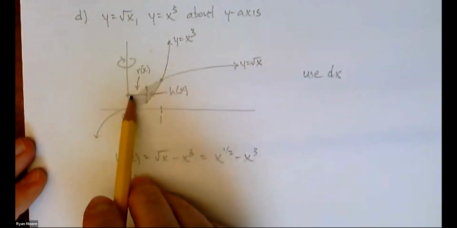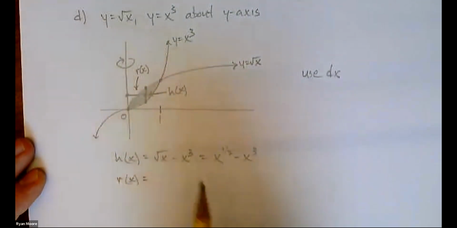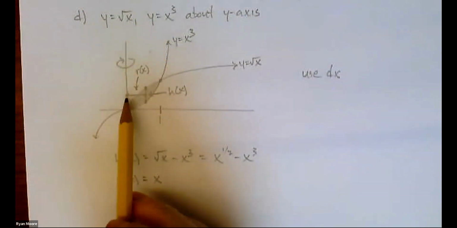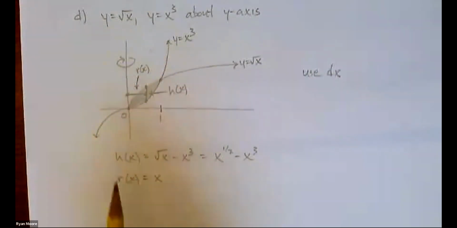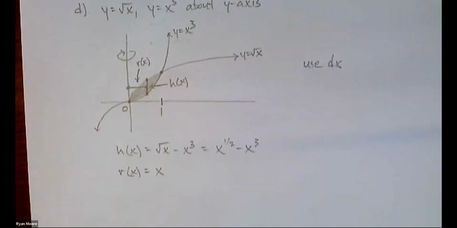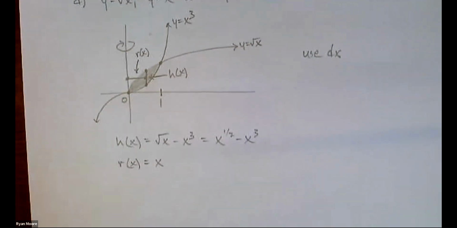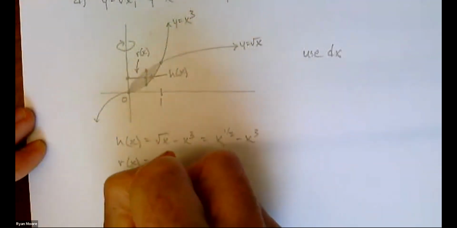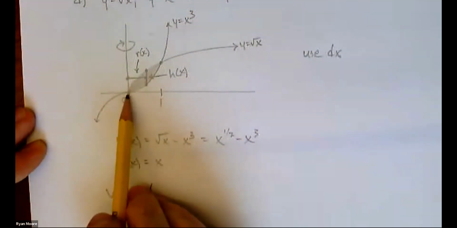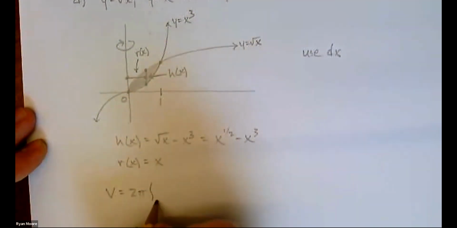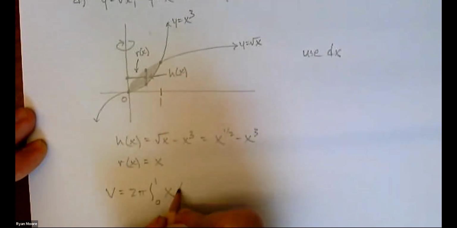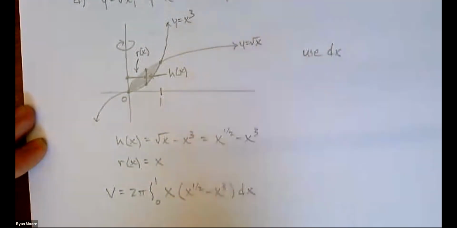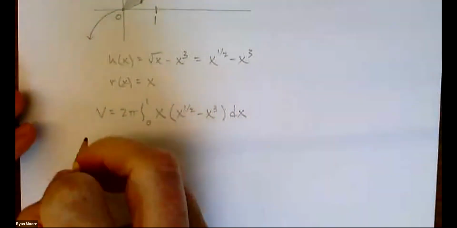Okay. How about r of x? Here, r of x is rather simple. It's just that horizontal distance in terms of x. So coming off of the y-axis, it's simply the x value of whatever point we're looking at. Well, there you go. Volume then equals 2 pi integral from, right, just the x coordinates of starting and stopping, 0 to 1, x times (x to the 1/2 minus x cubed). We got it set up.